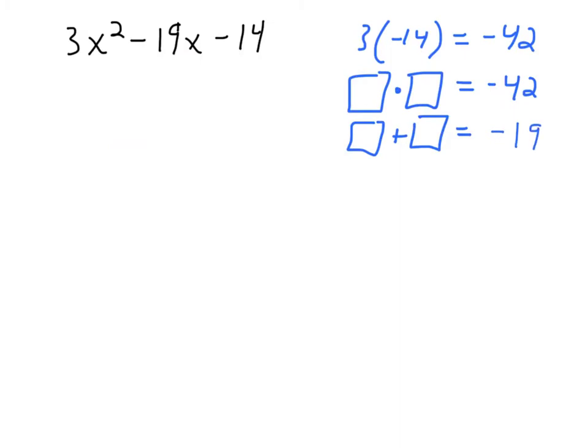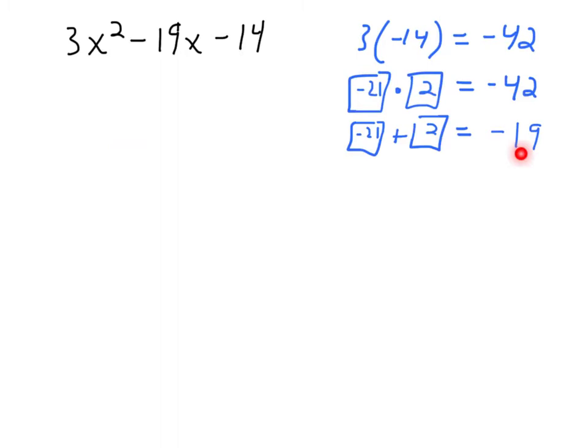Now this one's a little trickier than the last one, but after thinking this through a little bit, you should be able to find that the two numbers that work here would be a negative 21 and a positive 2. Let's just check to make sure they make them both true. Negative 21 times a positive 2 equals negative 42, so that works. And negative 21 plus 2 would be negative 19, so that works as well.